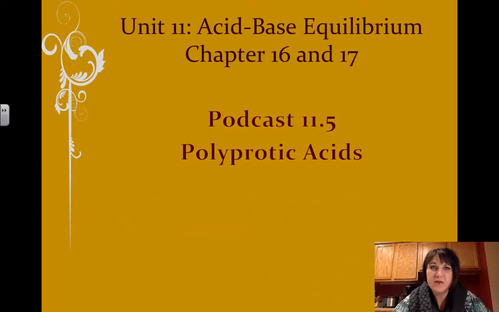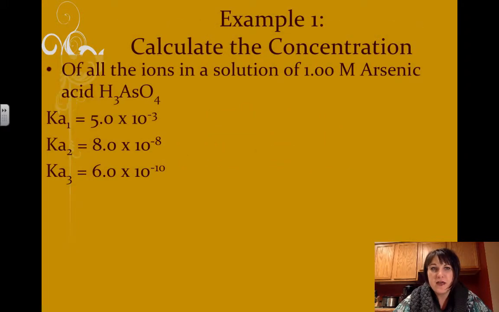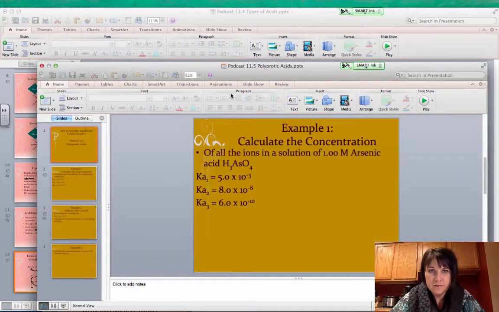You're here with Mrs. Mays, and now we're going to be looking at polyprotic acids. We're going to take a closer look at how to handle a situation where more than one hydrogen dissociates from the acid. Here's an example. We need to calculate the concentration of all the ions in a solution of 1 molar arsenic acid, which is H3AsO4. So we have a triprotic acid, and I'm going to need more space.